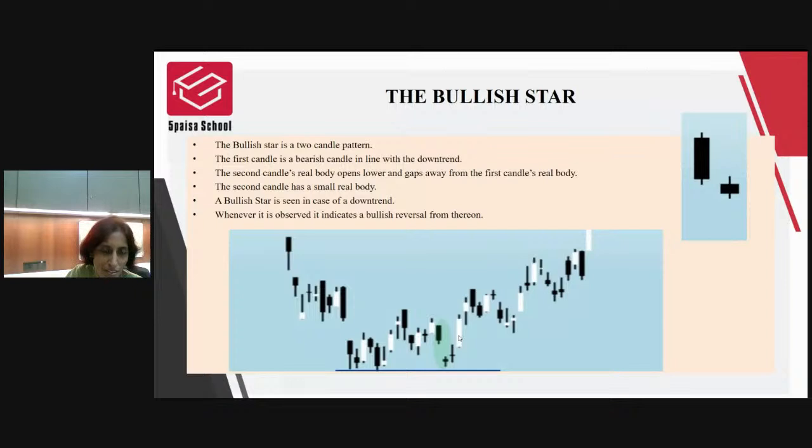And what kind of reversal? This is indicative of a bullish reversal from there on. So a bullish star is seen in case of a downtrend, and whenever it is observed, it indicates a bullish reversal from there on.